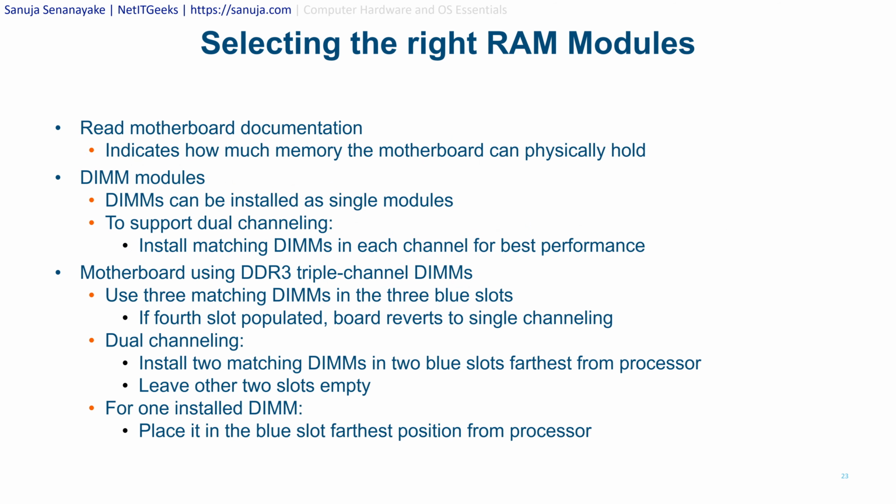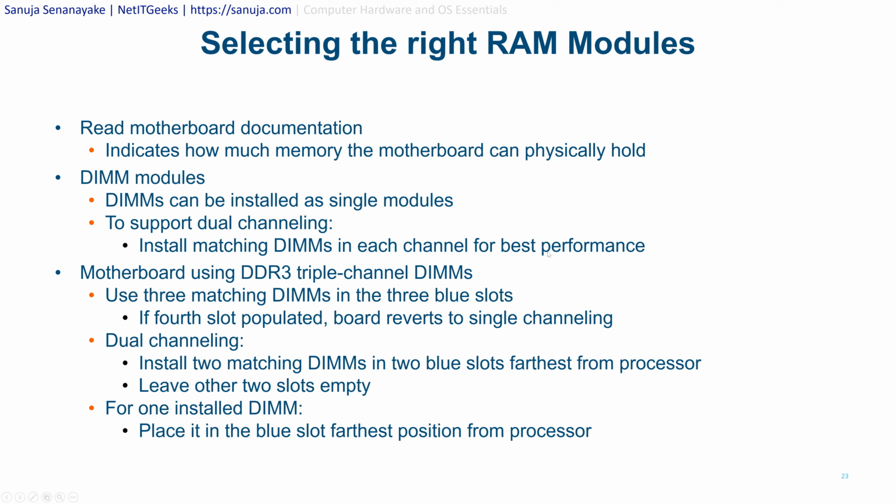Selecting the right RAM modules. Read the motherboard documentation, which indicates how much memory the motherboard can physically hold. DIMM modules can be installed as single modules, or the board may support dual or triple channeling. When there is channeling support, install matching DIMMs in each channel for best performance. As I mentioned before, when you have dual or triple channeling, make sure that you match the DIMMs in each channel for the best performance.